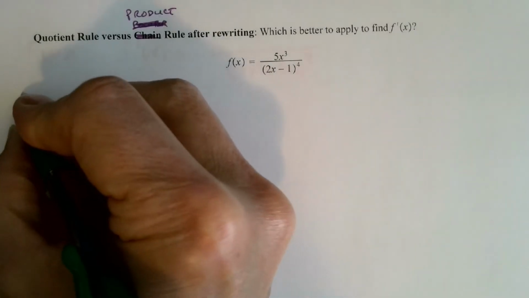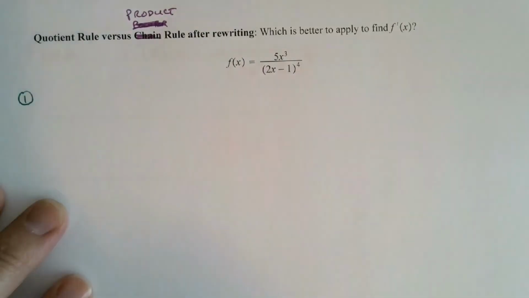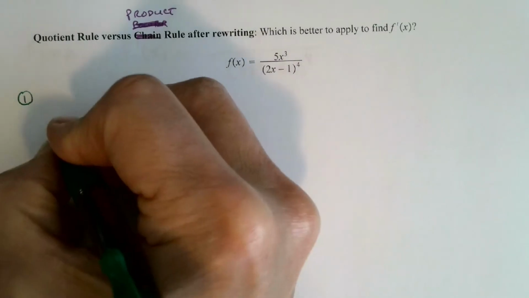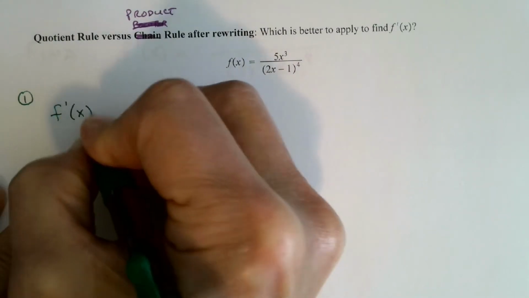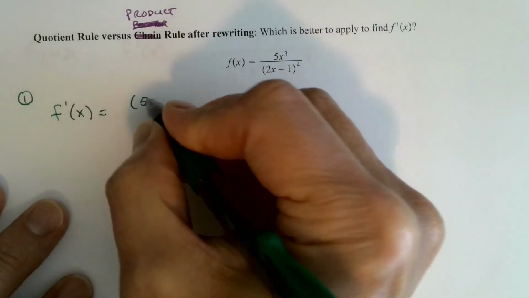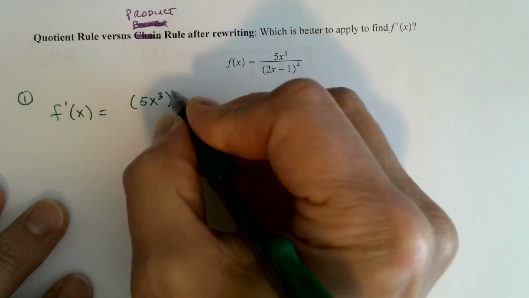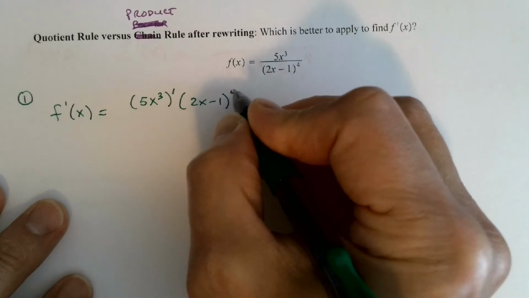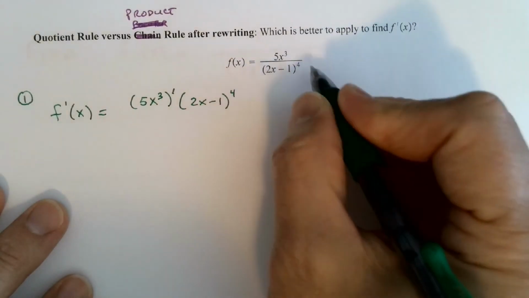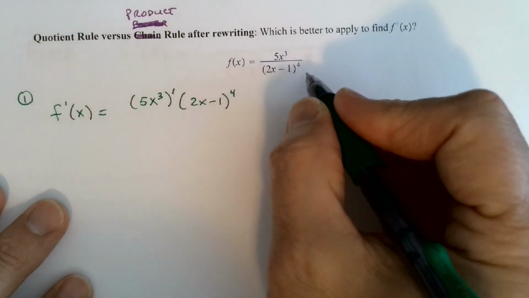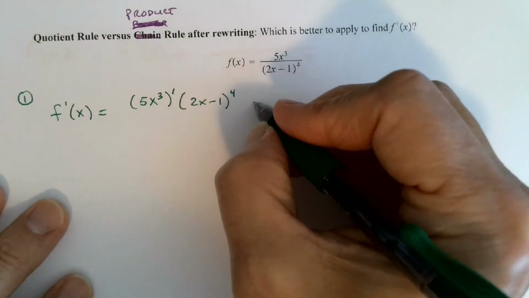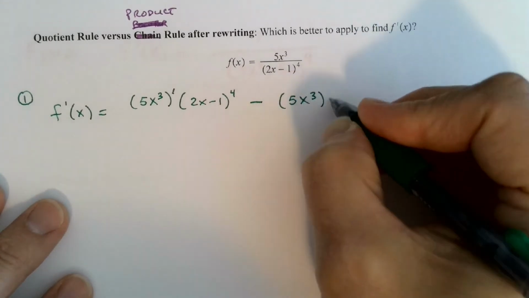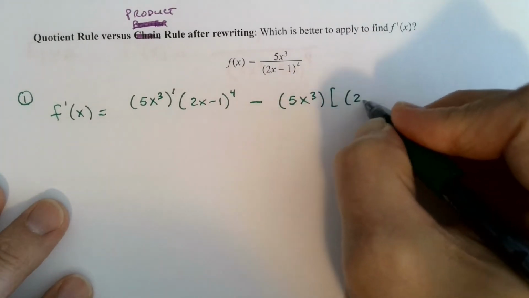So number 1, let's look at the quotient rule way. Notice this function is a quotient, so I can just apply the quotient rule straight up. Remember how that works? It's the derivative of the top function times the bottom, which is (2x minus 1) to the 4th. We don't really want to expand that out. That's going to make things very cumbersome. So leave it compact like that, minus the top function, times the derivative of the bottom function.